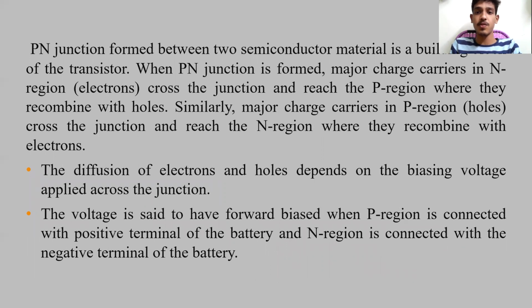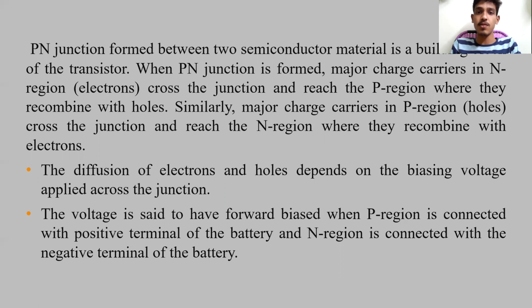PN junction formed between two semiconductor materials is the building block of the transistor. When PN junction is formed, major charge carriers in N region or electrons cross the junction, reach the P region where they combine with holes. Similarly, major charge carriers in P region are holes which are positively charged, cross the junction and reach the N region where they recombine with electrons. The diffusion of electrons and holes depends on biasing voltage applied across the junction.